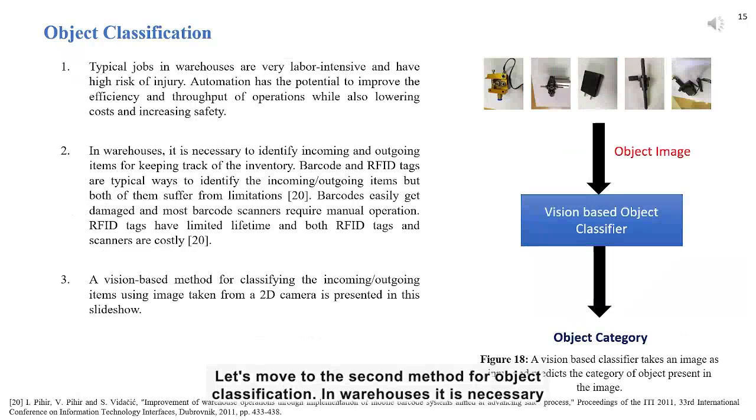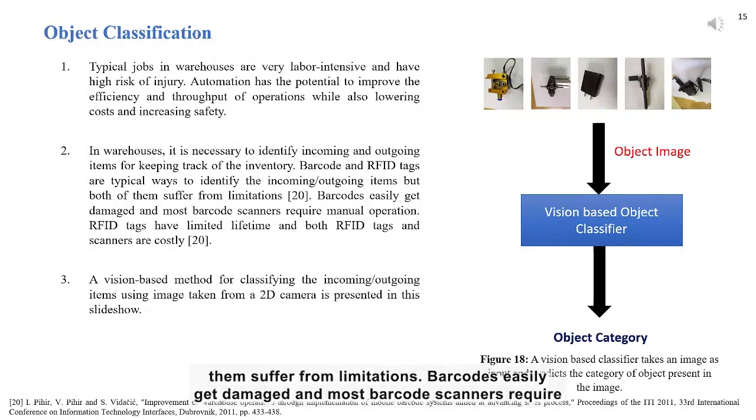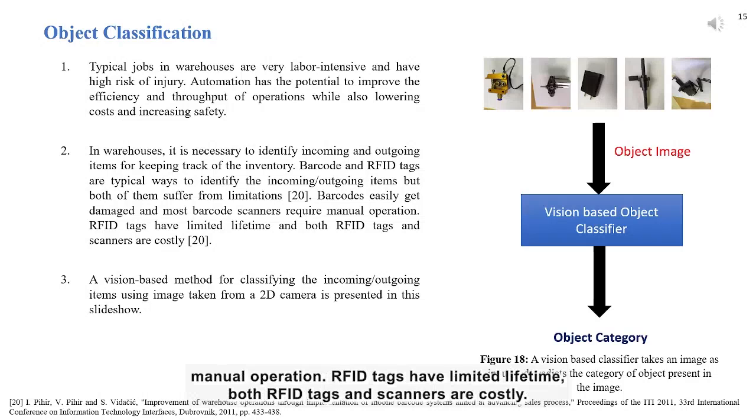Let's move to the second method for object classification. In warehouses, it is necessary to identify incoming and outgoing items for keeping track of the inventory. Barcode and RFID tags are the typical ways to identify the incoming and outgoing items, but both of them suffer from limitations. Barcodes easily get damaged, and most barcode scanners require manual operation. RFID tags have limited lifetime. Both RFID tags and scanners are costly.